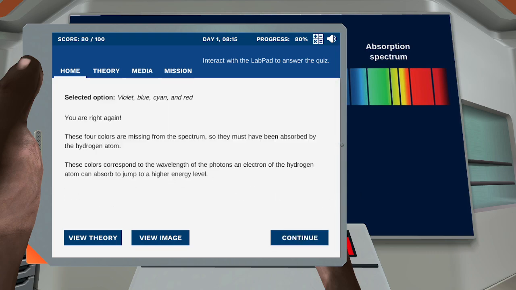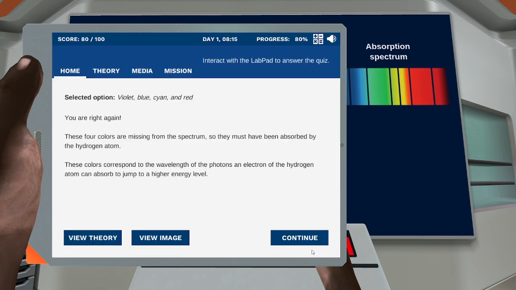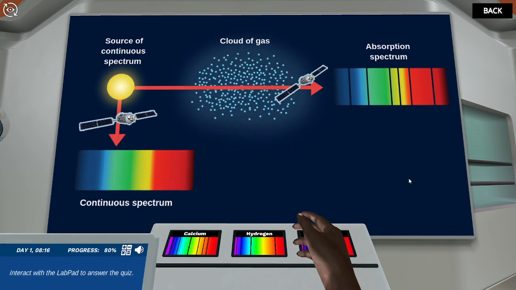You are right again. These four colors are missing from the spectrum, so they must have been absorbed by the hydrogen atom. These colors correspond to the wavelength of the photons an electron of the hydrogen atom can absorb to jump to a higher energy level. Click on the gas cloud to release the energy.